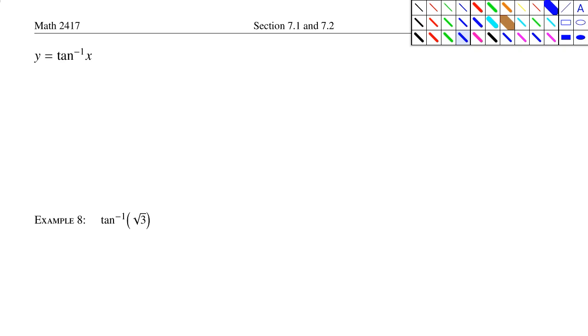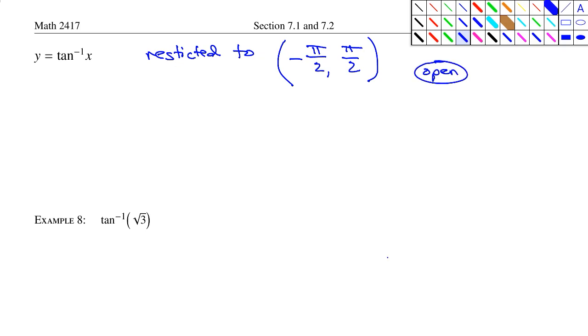Next, let's talk about the arctangent function. The arctangent function has a similar restriction to the sine function. It is restricted to having values from negative pi over 2 to pi over 2. But notice that this interval is an open interval. It does not include the endpoints. But otherwise, it's the same as sine.